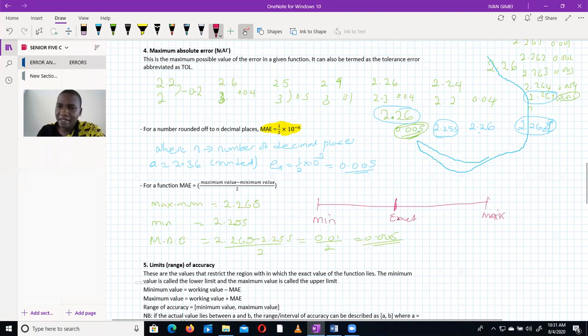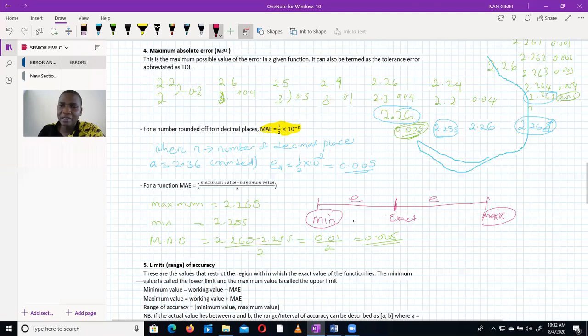So if my exact value is here, how do I get the maximum value? Of course, when I add the maximum possible error. If I add the maximum possible error, I'll get the maximum value. If I subtract the maximum possible error, it takes me to the minimum value. So we're saying you can get this error by taking the maximum value, subtracting the minimum value, and dividing by 2. That will give you the error.